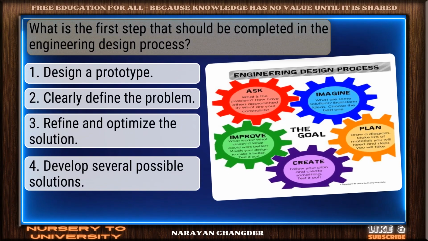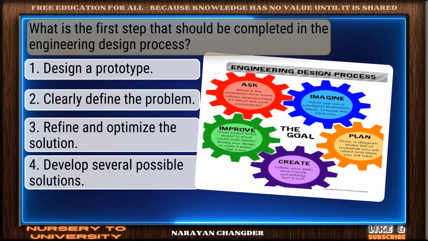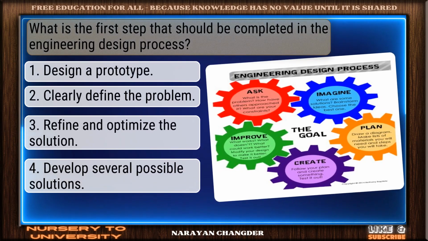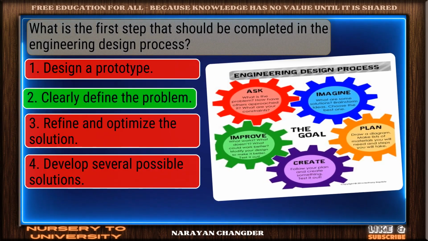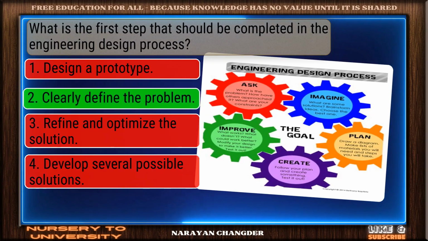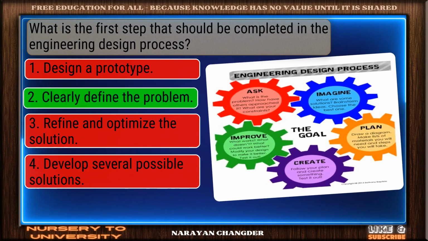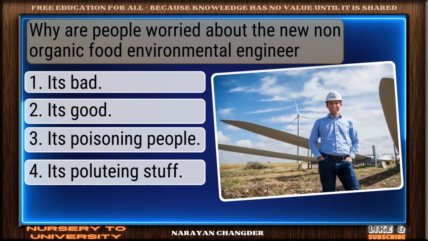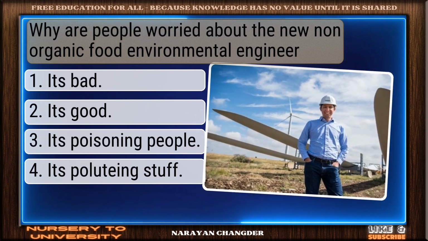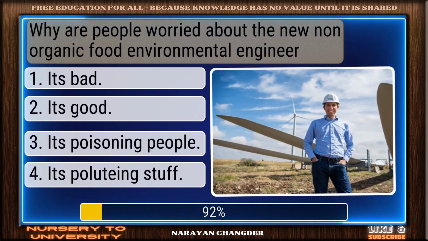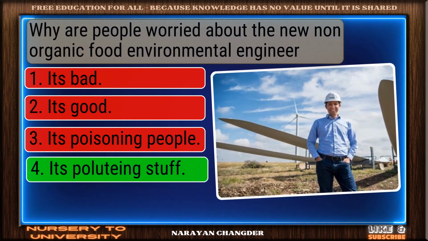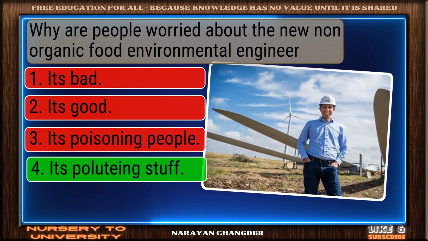What is the first step that should be completed in the engineering design process? Clear logic. Your choice, clearly define the problem, is sound and 100% true. Why are people worried about the new non-organic food, environmental engineer? Nice work. You chose it's polluting stuff, and it is correct.